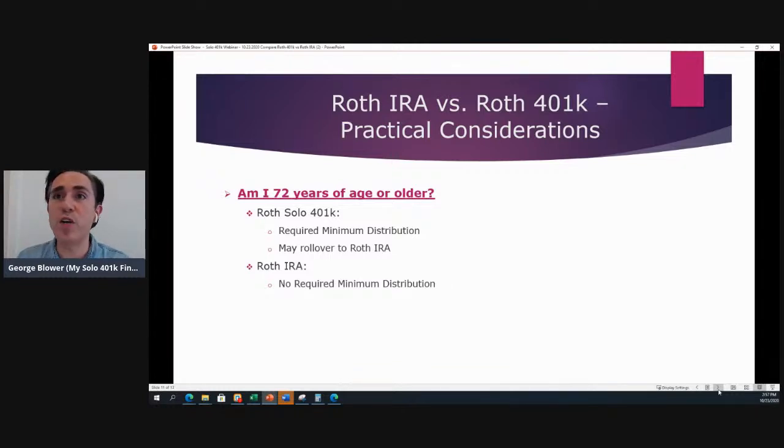Back to the practical considerations. Am I 72 years of age or older? With a Roth solo 401k, there's an RMD requirement. Like we talked about before, though, you could always roll it over to a Roth IRA. With the Roth IRA, however, there is no RMD. So that could be a big difference for you.